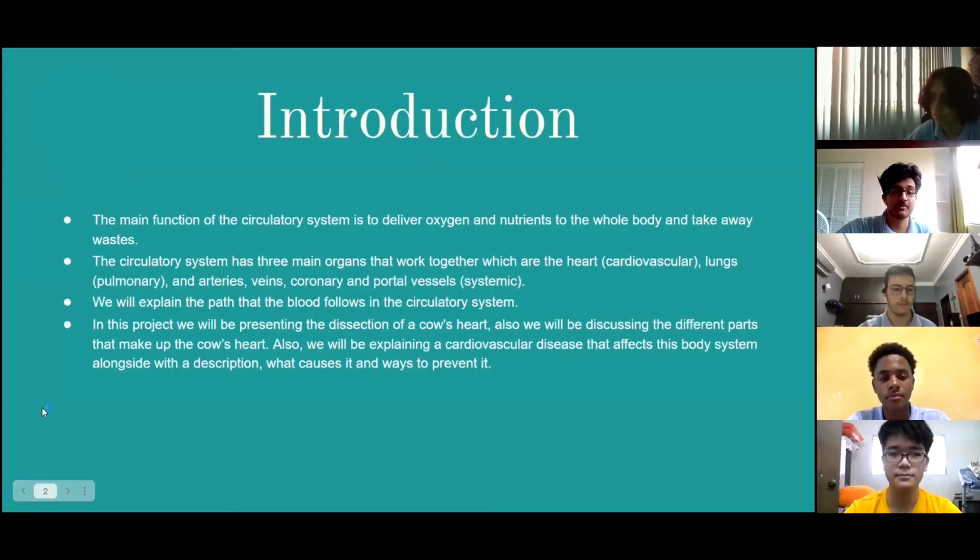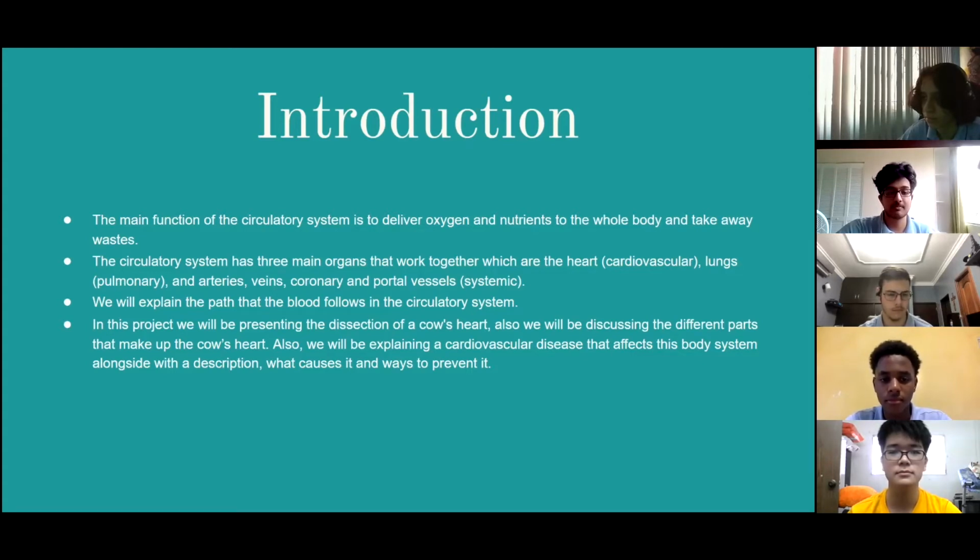Introduction. The main function of the circulatory system is to deliver oxygen and nutrients to the whole body and take away waste. The circulatory system has three main organs that work together, which are the heart, cardiovascular, lungs, pulmonary, and arteries, veins, coronaries, and portal vessels, which are systemic.